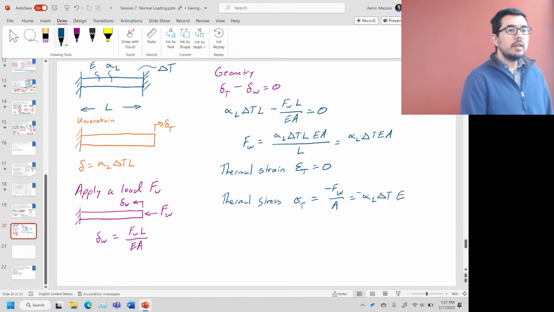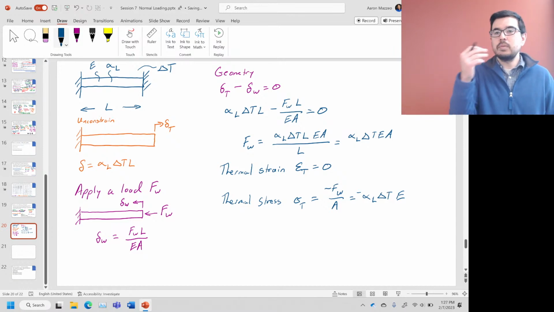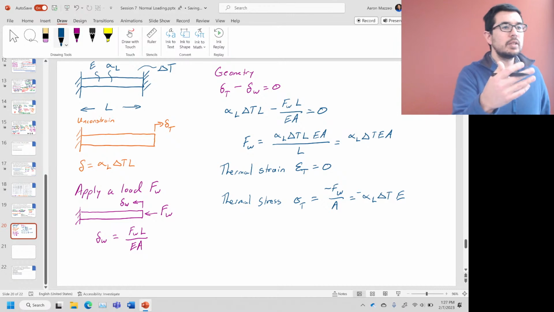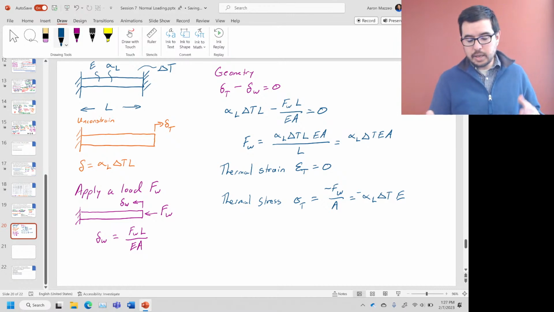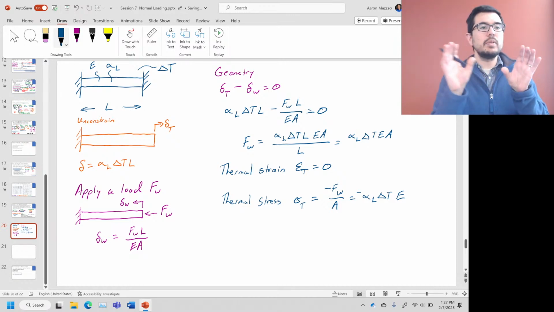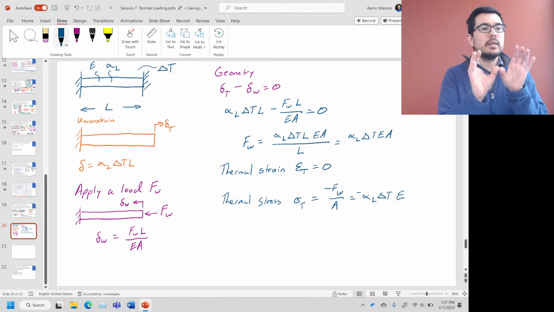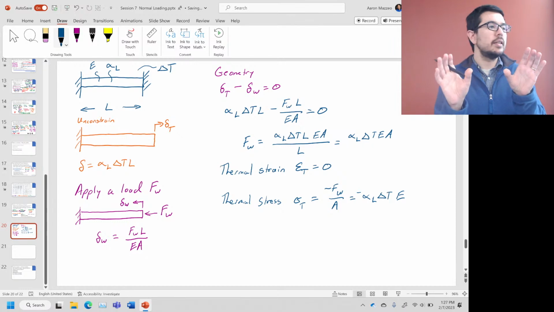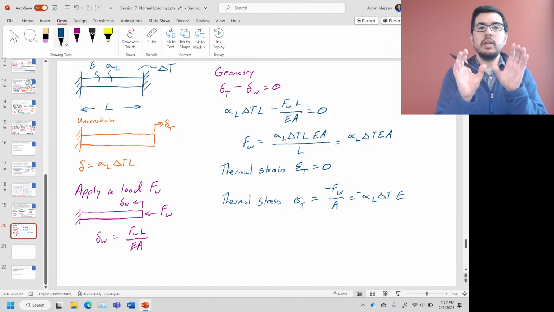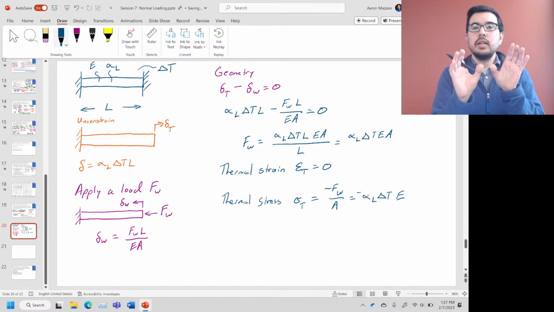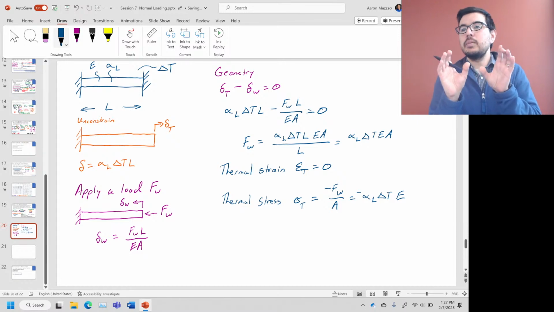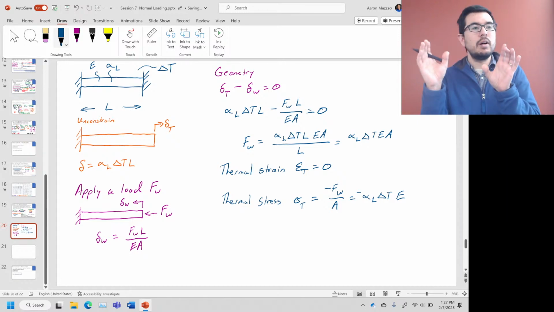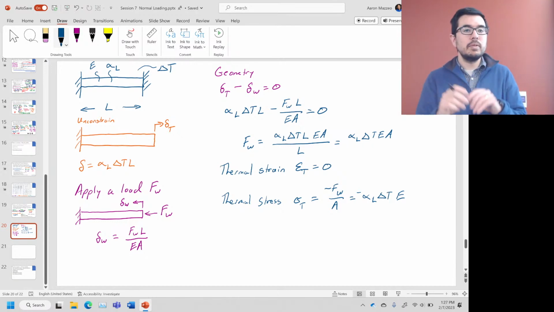You can begin to think of other more complicated problems, which you can see on an exam, for example. If you have materials with different properties that are right next to each other and are placed in between walls. Or you can think about situations where there's initially a gap between the bar and the wall, but then it expands and hits the wall. So those are some of the examples that are available.